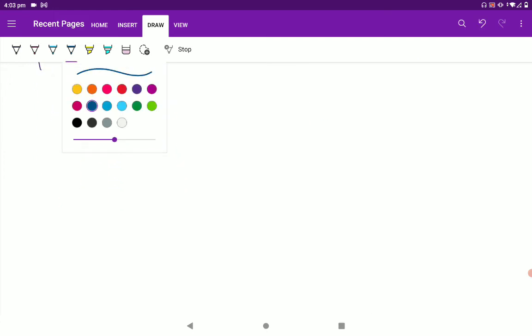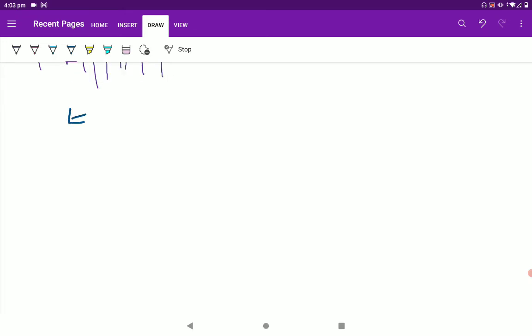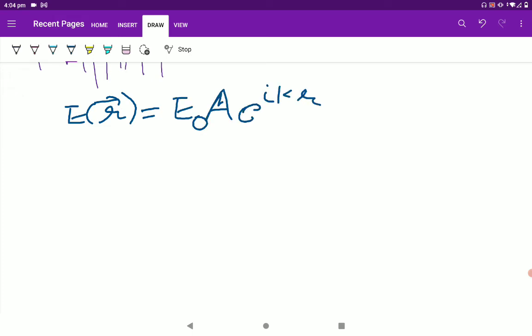So let's simplify the above equation by taking out everything which doesn't depend on the n vector, that is the Bravais lattice. The expression becomes something like this: e naught A e to the i k r divided by r, times the sum over all atoms of e to the minus i q n.